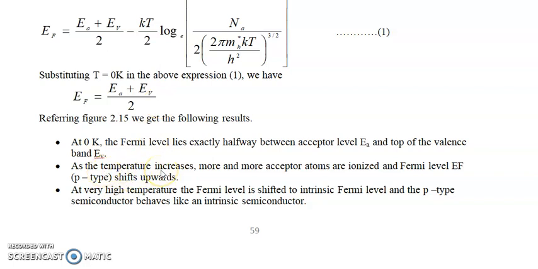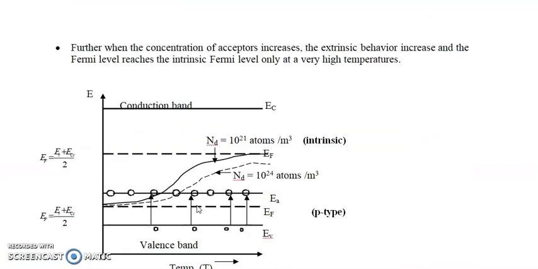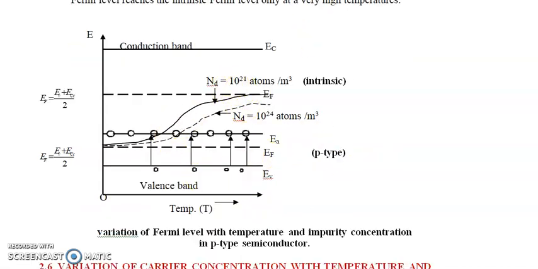As the temperature increases, more and more acceptor atoms are ionized and the Fermi level shifts upwards. At very high temperature, more thermally generated electron-hole pairs appear; in other words, the covalent bonds break. Finally, at very high temperature, the intrinsic semiconductor behavior dominates. This is the final result obtained for carrier concentration in a p-type semiconductor, which is shown in the figure.